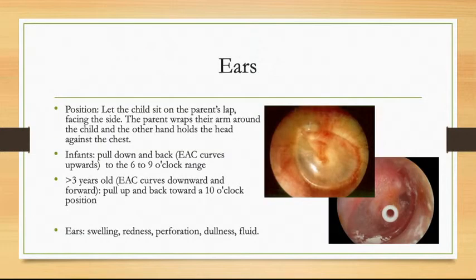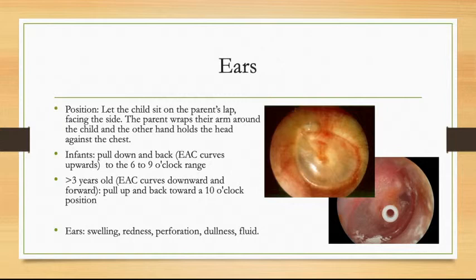Then moving on to the ears and throat. As I said, these are very sensitive tests. Kids don't like it, so leave these till the end. One very important thing before you examine is to tell the parent how you want the child to be held. It's quite similar for both ears and throat. For ears, you ask the parent to hold the child sitting on their lap, but facing the side. The parent wraps their arm around the child, and the other hand holds the head against the chest. This is to stop them from moving around.